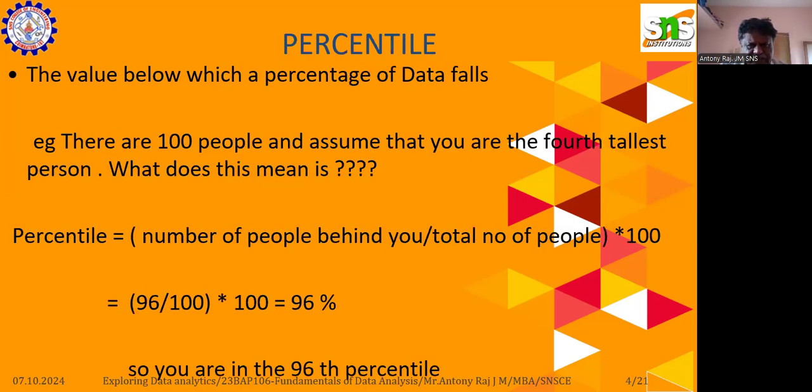Now, let us understand the concept of percentile with the below example. Suppose there are 100 people and assume that you are the fourth tallest person. What does it mean? The percentile here is calculated by the number of people behind you divided by the total number of people into 100. So 96 by 100 is equal to 96%. So actually we are in the 96th percentile. What it really means is that 96% are behind you and only 4% are above you. So this is what is meant by the percentile.